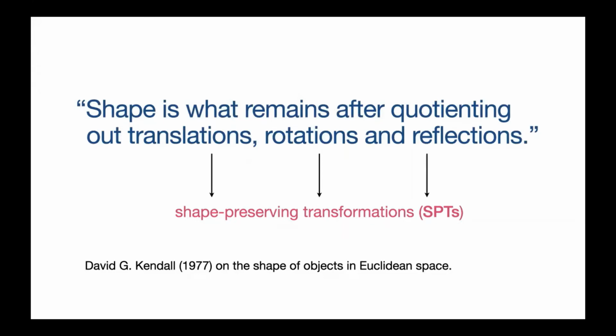So let's dig a bit deeper and see what Kendall was trying to say. So picture a square in the plane. Now what we can do is we can take that square and we can translate it. We could also rotate it, and we could also perform a number of reflections. And notice how after performing each of these transformations, the square looks the same as it did before. So this is the what remains part of the definition, the salient features that allow us to recognize that this is a square remains the same.